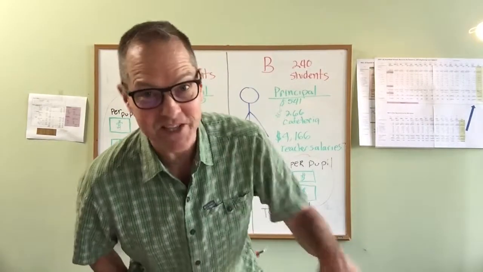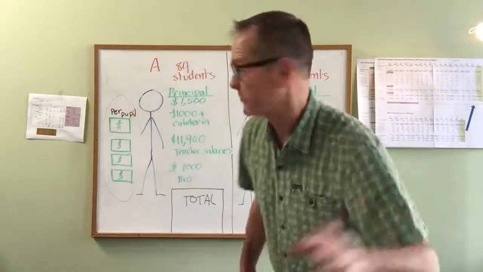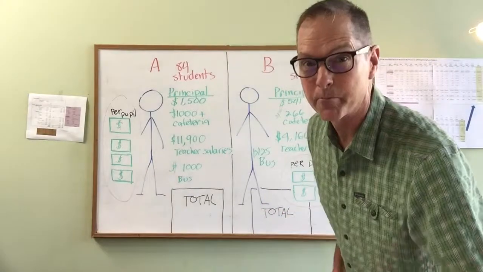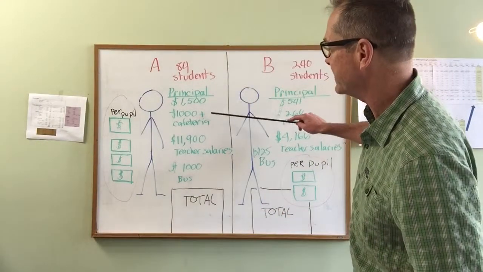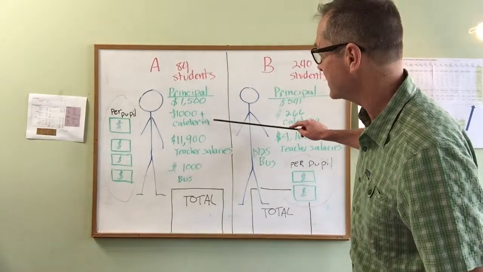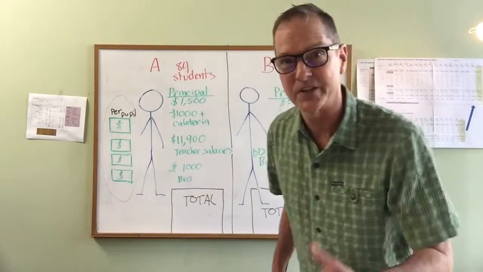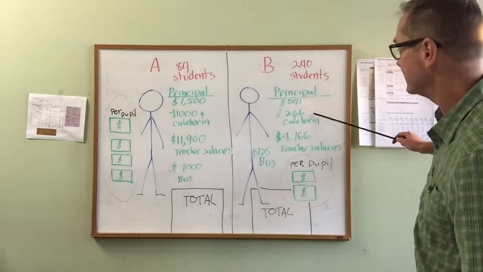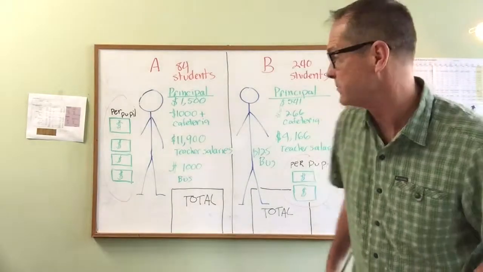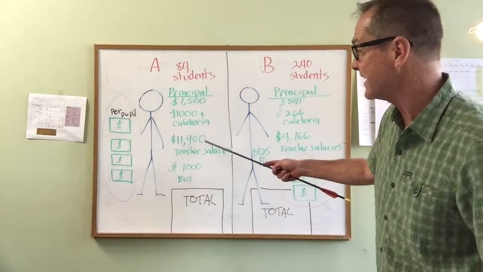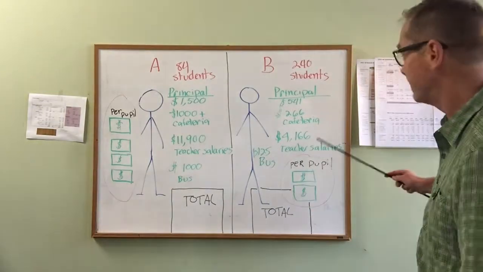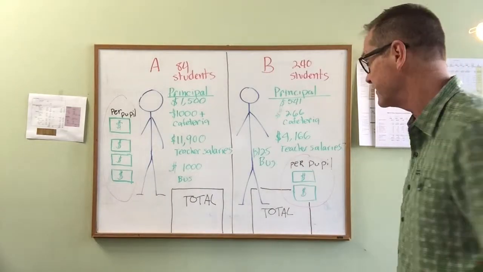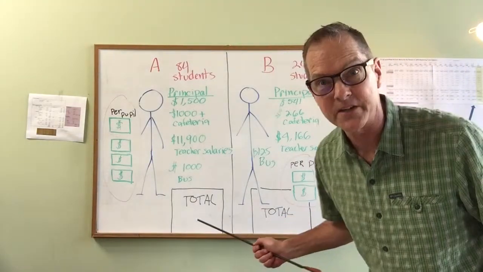I don't want to make this video too long, but I think there are some great examples where you can see how big a difference that can make. The cafeteria in this district would cost each student $1,000 a year per pupil. In this district, the cafeteria would be $266 per pupil. Teacher salaries, $11,900 in this district, $4,166 in this district.